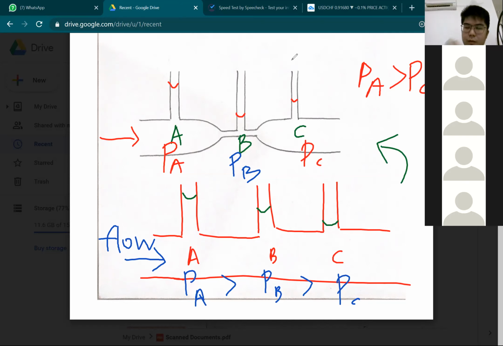Understand? Why is it the lowest? Because the atmospheric pressure is pressing down here, and the pressure of this region is lowest. So the water level should be lower because of the higher difference between the atmospheric pressure and the pressure inside the water. So this is what we call the Venturi tube.